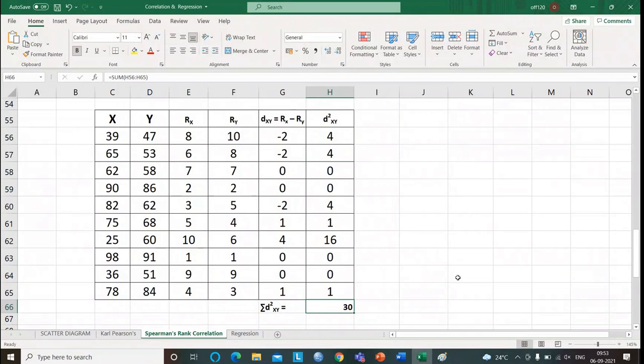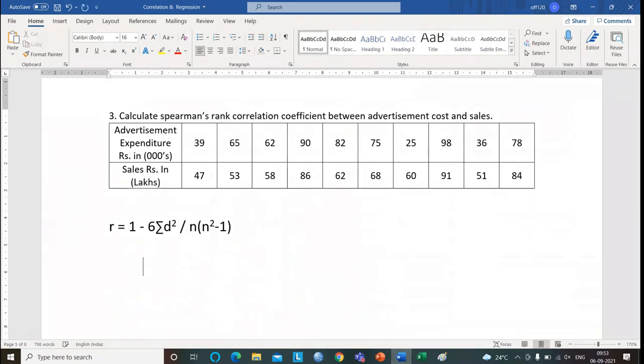By simply substituting these values onto our formula, we get 1 minus 6 into summation d square, that is 6 into 30, divided by n into n square minus 1. What is our n value? 10. So 10 into 10 square minus 1. This is the formula.